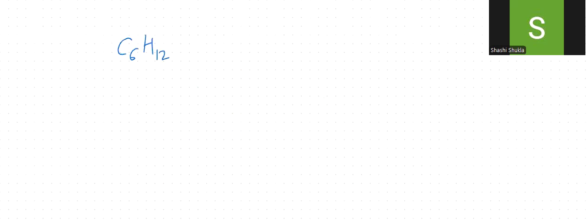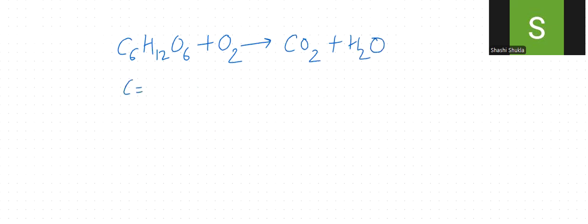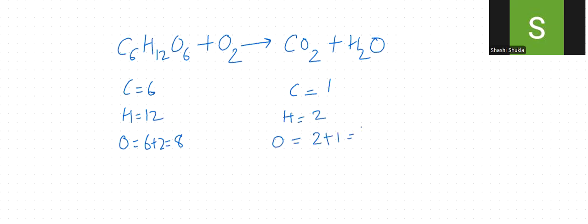C6H12O6 plus O2 gives me CO2 plus H2O. Let me help you. C is how many? 6. H is how many? 12. O is how many? 6 plus 2, which is 8. Here, write in the same order. C is 1 on the right hand side. H is 2. O is how many? 2 plus 1, which makes it 3.